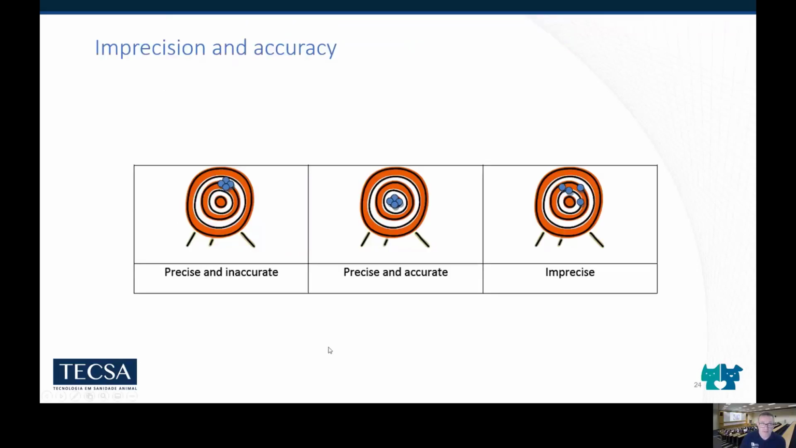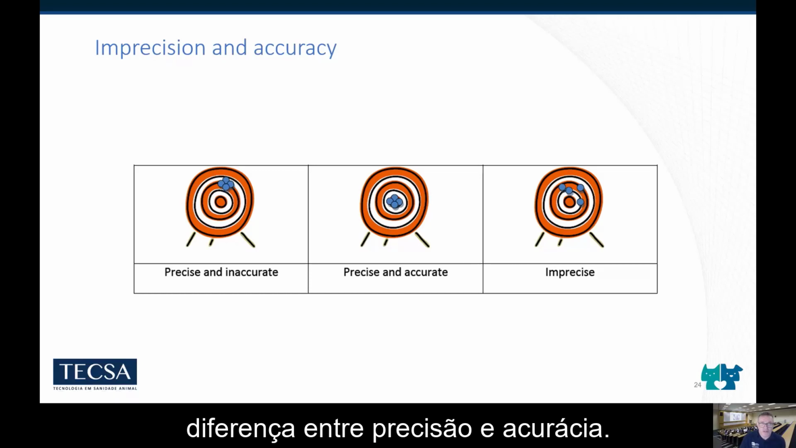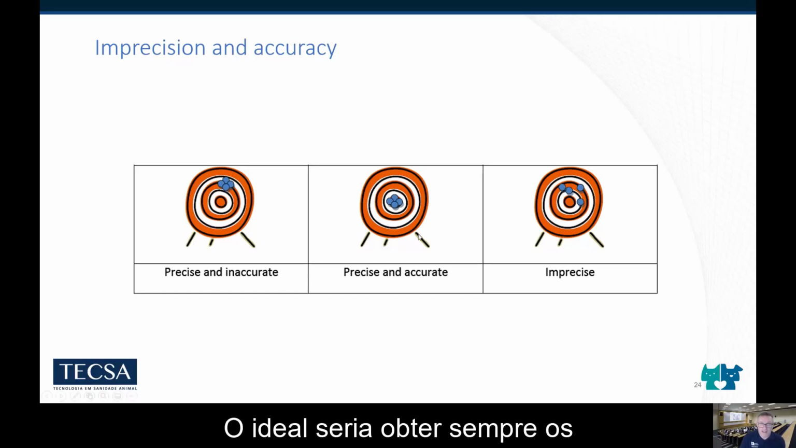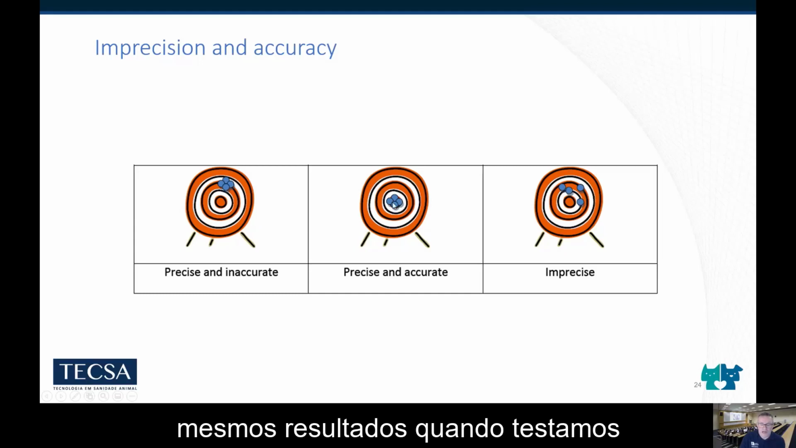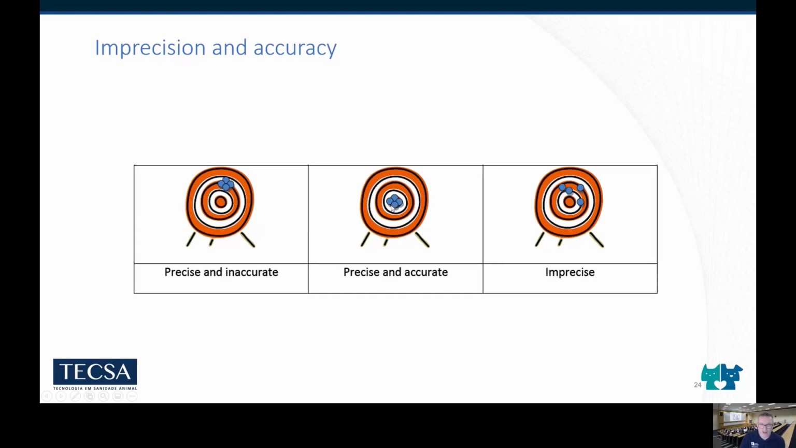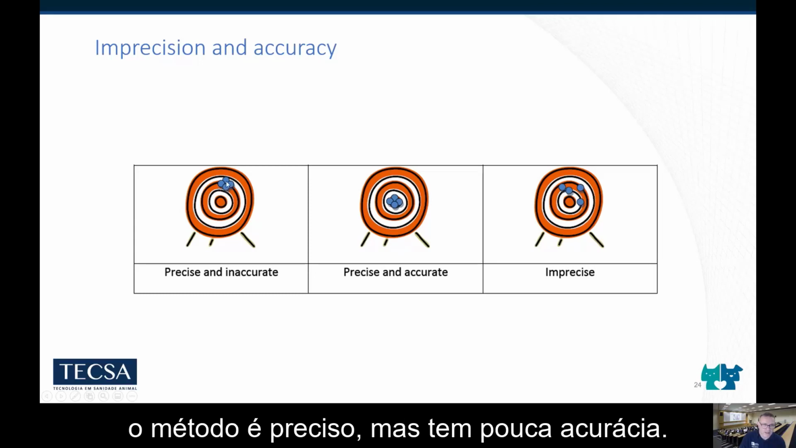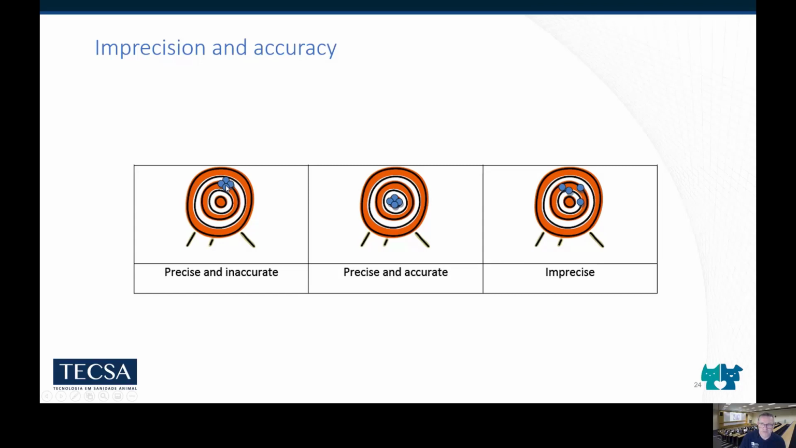So just highlighting, in case it's not clear what the difference between precision and accuracy is, ideally if we ran the sample multiple times, we would get very similar results, and hopefully all of those are landing where the correct result is. However, if our results are all landing close together but not where they're supposed to be, then yes, the method's precise, but it may be inaccurate. Or we might have a method that is imprecise, where each time we run the same sample through it, we get slightly different results or unacceptably different results.